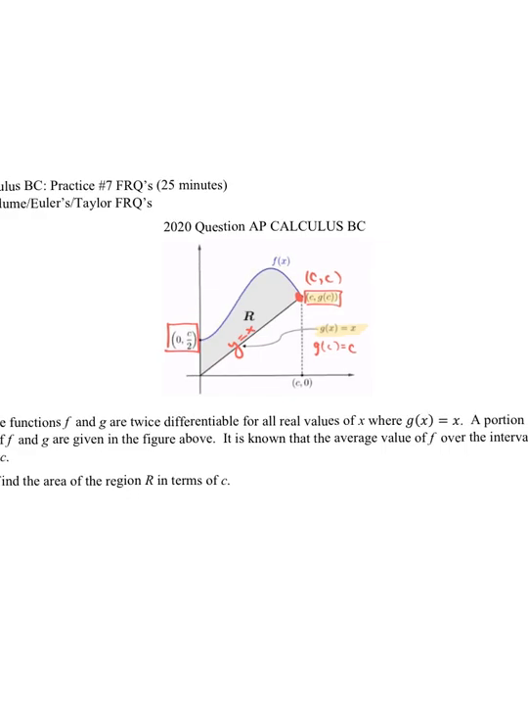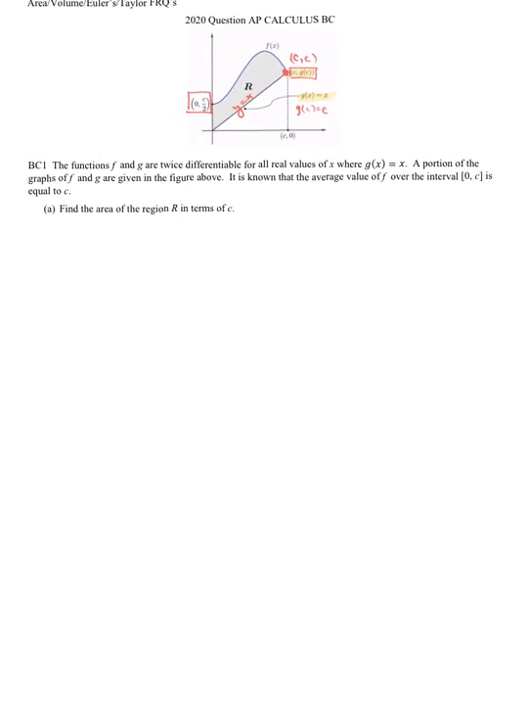All right, so let's read the question. It says f and g are twice differentiable. That just means you can take the first derivative and the second derivative. For all real values of x, g of x is equal to x. So again, as a reminder, don't forget that g of x is just the same as x. Only a part of the graphs of f and g are given above, and it is known that the average value of f on the interval from 0 to c is equal to c.